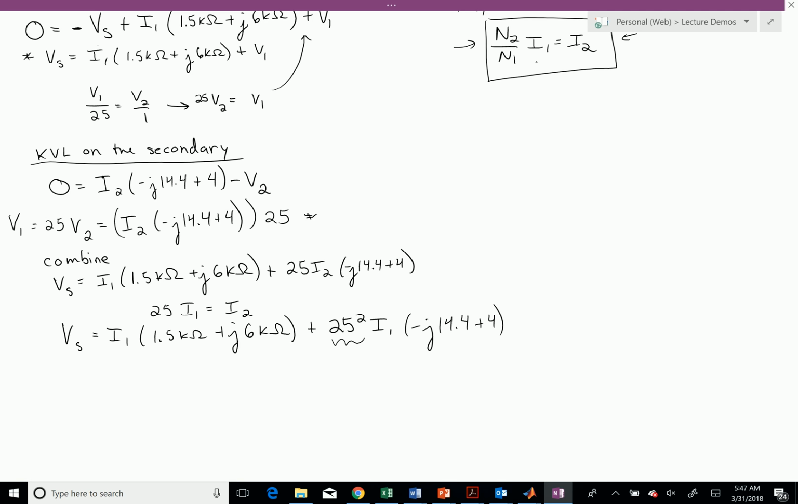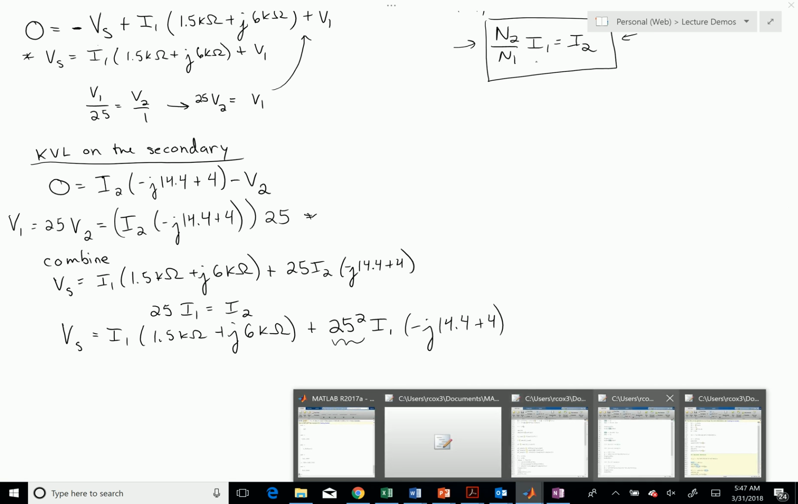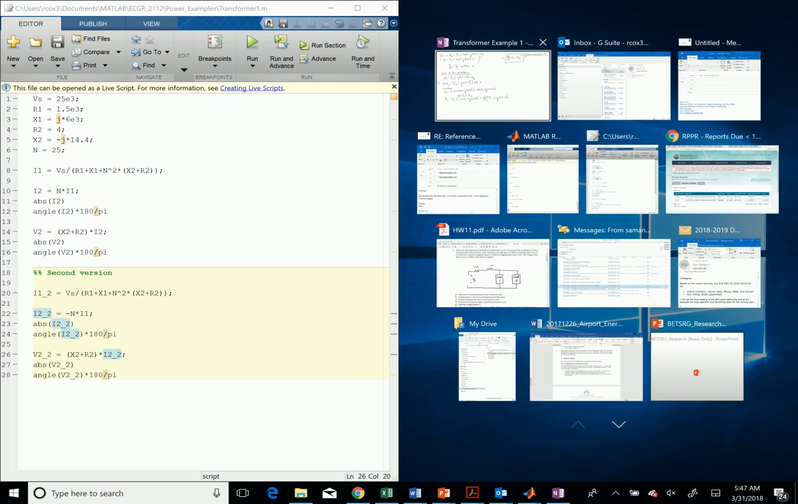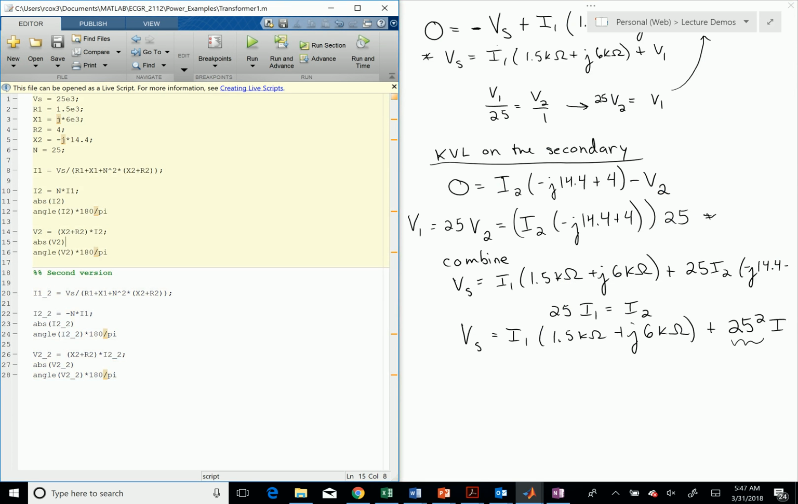So to solve that, I actually wrote for myself a little MATLAB program. Okay. So here is the MATLAB program I wrote. So I put in VS, I put in R1, X1. X1 is what I call the impedance, the reactive impedance of my inductor. We tend to refer to that as X when it's a reactive term. Then I have R2 is 4, X2 is negative j times 14.4, and then I have my turns ratio.